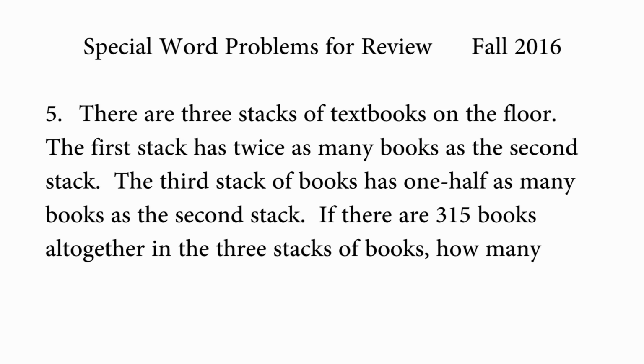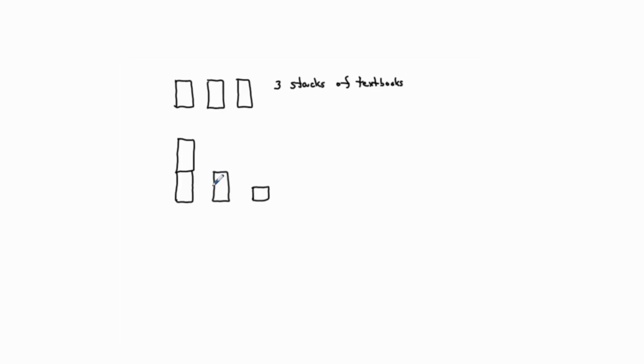So the third stack has half as many books as the second stack, and I'm going to draw a little dotted line here to make sure that we see that the third stack of books, the stack on your far right, has half as many books as the second stack, while the first stack has twice as many books as the second stack. And now I have a relationship of the stacks of books.